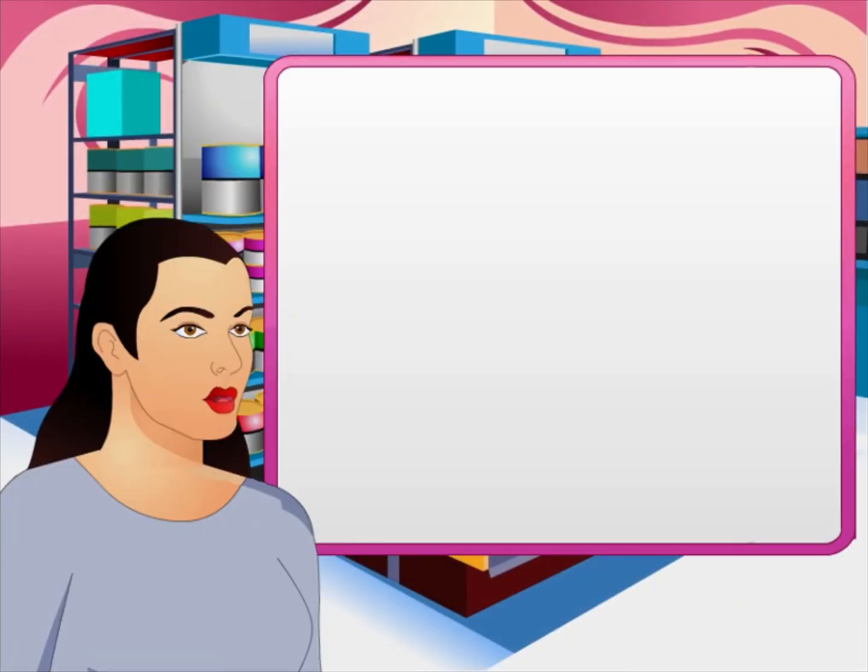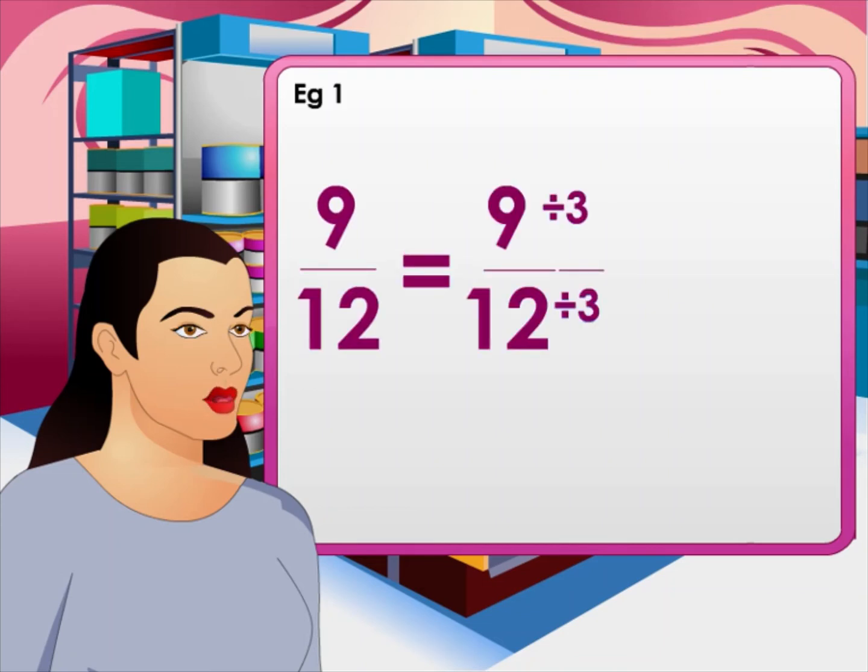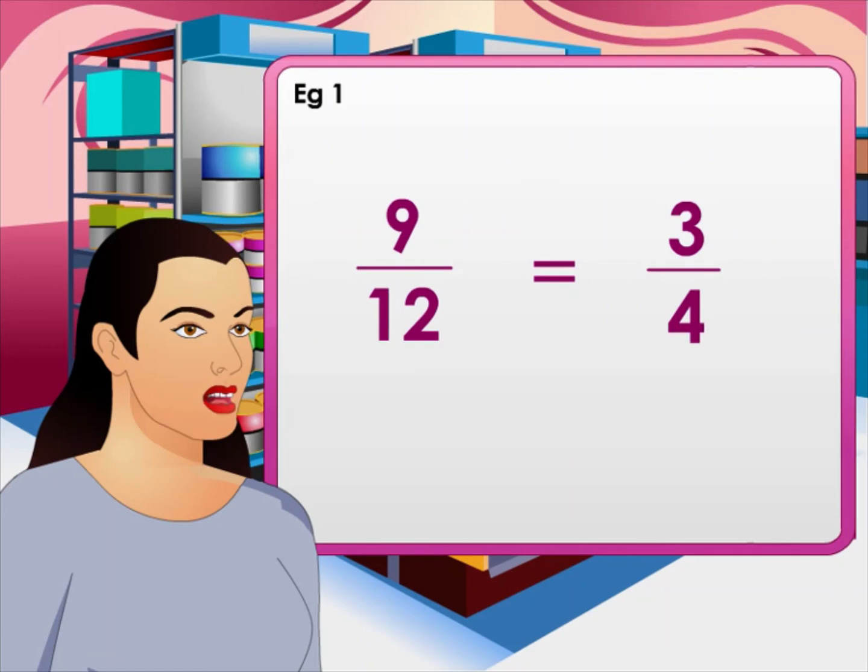We can use division to find the simplest form of fractions. 9 over 12 is the same as 9 divided by 3 over 12 divided by 3. And the answer is 3 over 4. The simplest form for 9 over 12 is 3 over 4.